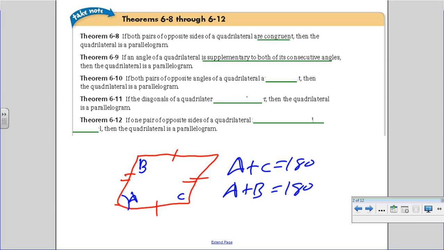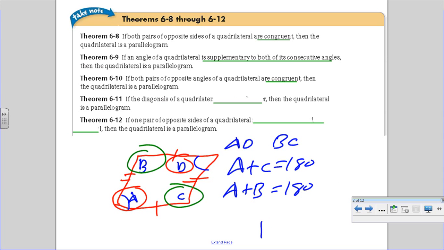If both pairs of opposite angles of a quadrilateral are congruent, then the quadrilateral is a parallelogram. We talked about that yesterday, that we have these opposite angles. So if AD and BC are congruent, then we can say that that quadrilateral is a parallelogram. So if we say that A is congruent to D and B is congruent to C, then we can say that this figure is indeed a parallelogram.